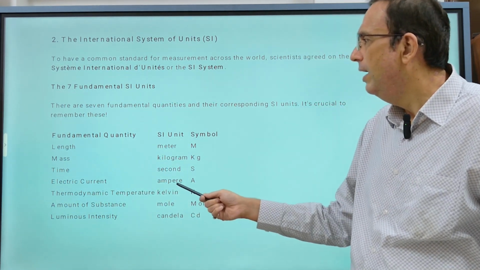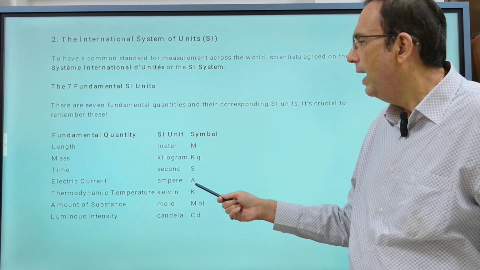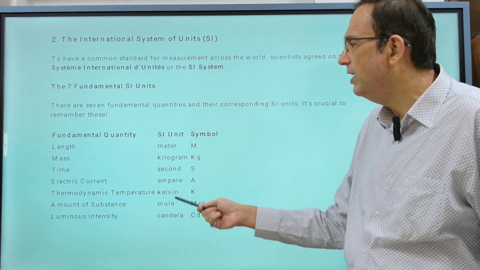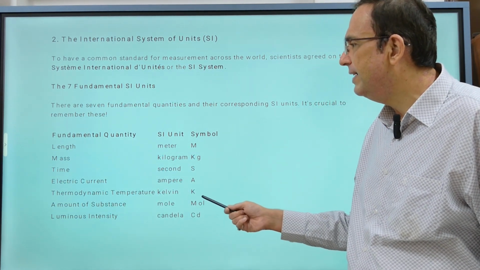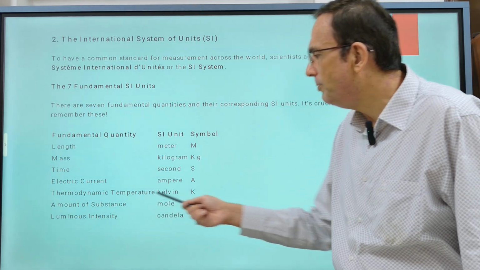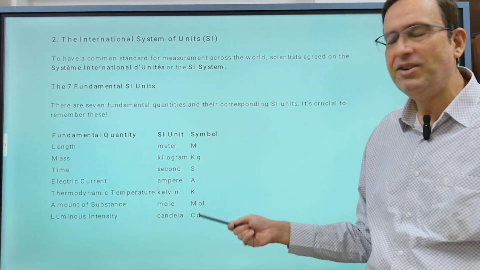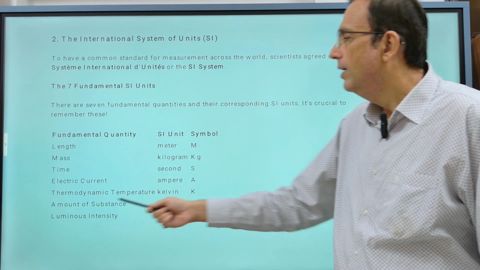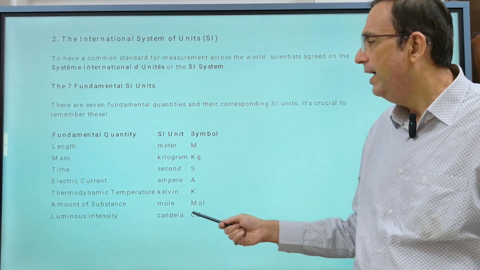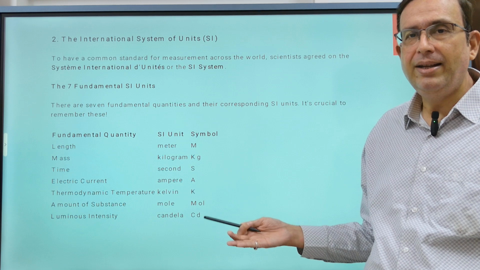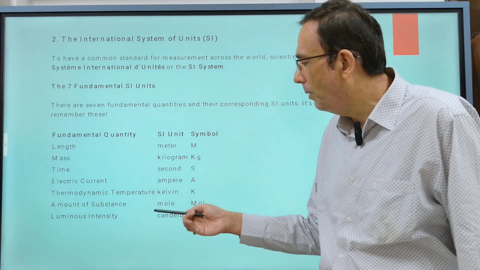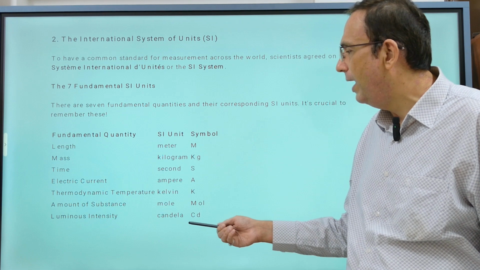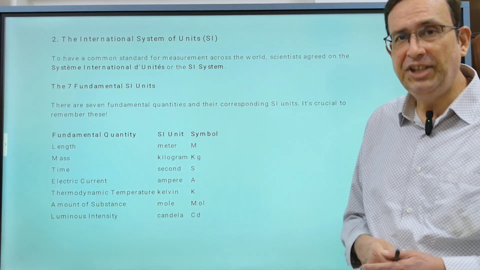Electric current has an SI unit ampere and the symbol is capital A. Thermodynamic temperature, the unit is Kelvin and the symbol is capital K. Amount of substance is measured in terms of mole and the symbol is mol. Similarly, luminous intensity, which is the brightness of any particular object, is measured in terms of a unit called candela, and the symbol is cd.